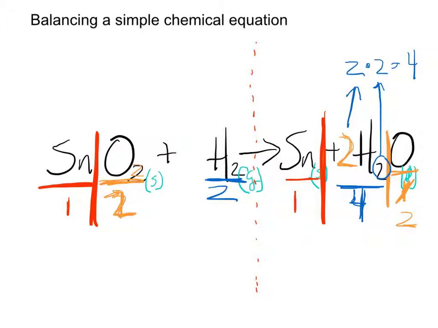Alright, so that means that I have 2 atoms of hydrogen on the left, I have 4 atoms of hydrogen on the right, so I need more on the left to make things equal out. So I'm going to give a coefficient of 2 in front of the hydrogen gas, which is going to give me 2 times 2 again, or 4 atoms of hydrogen to balance everything out. So there's our balanced equation.